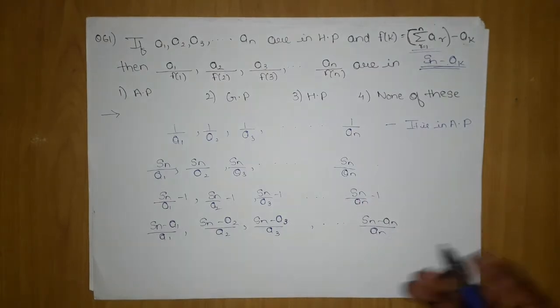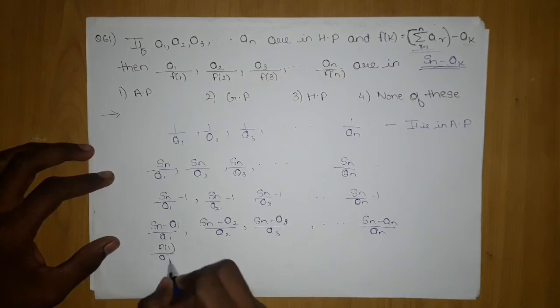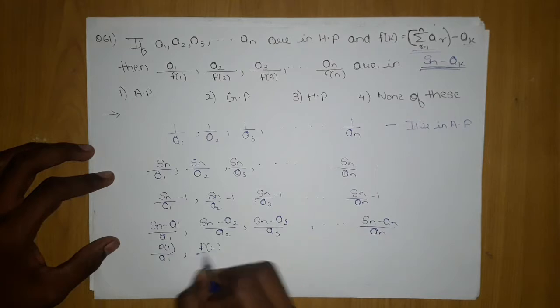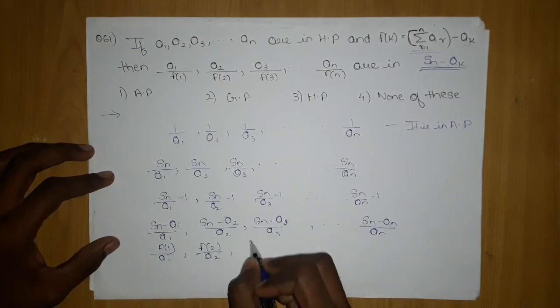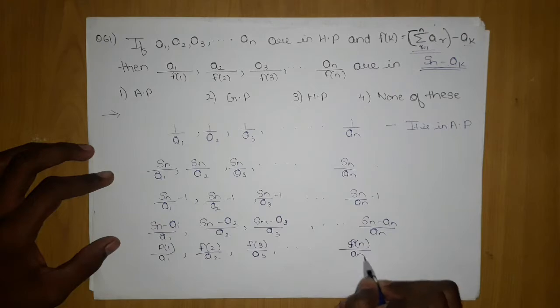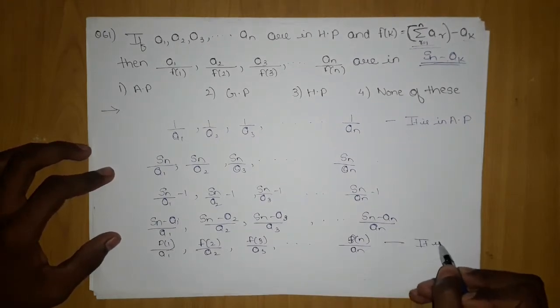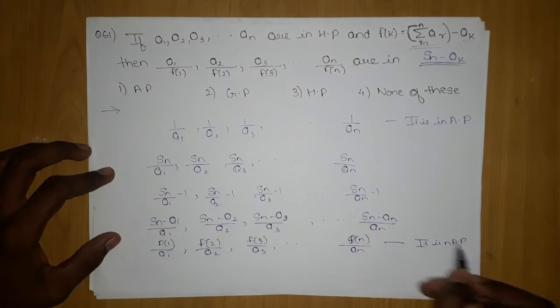That is very general. Okay, so what I will write here, I will write f of 1, here f of 2, here f of 3, and so on. What will be the last one? f of n upon an, right? So after this, since it is in AP, and what we have to prove?